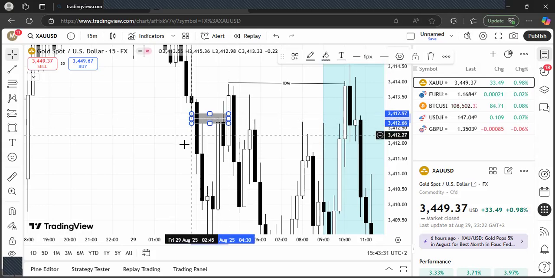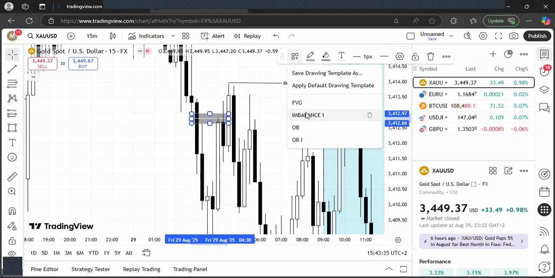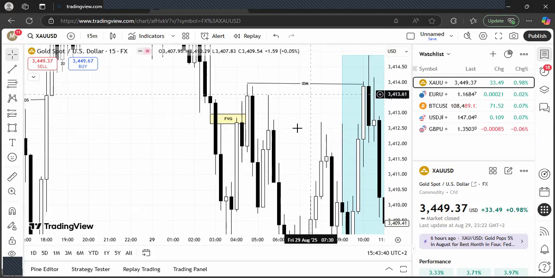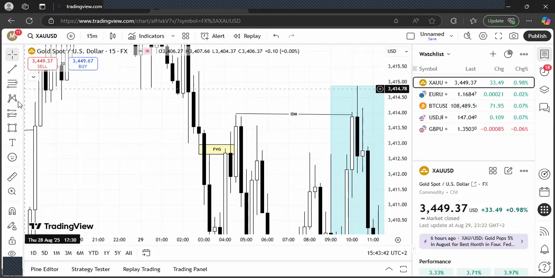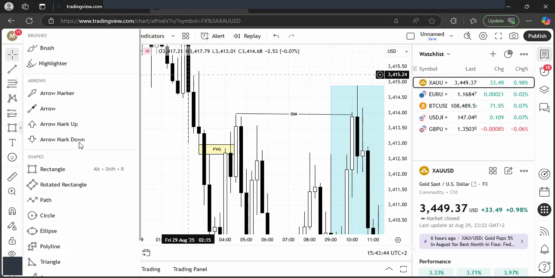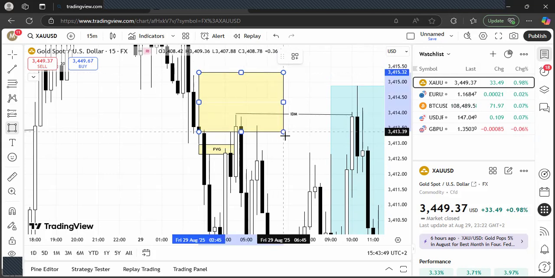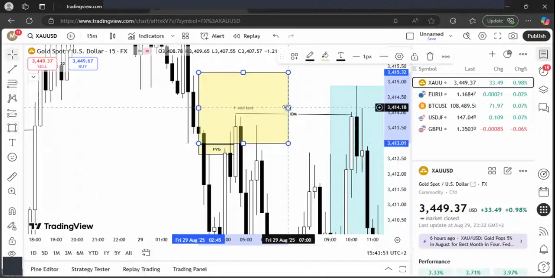Okay, let's mark our imbalance. This is our imbalance or fair value gap. You can choose how you call it. And then let's mark our order block.